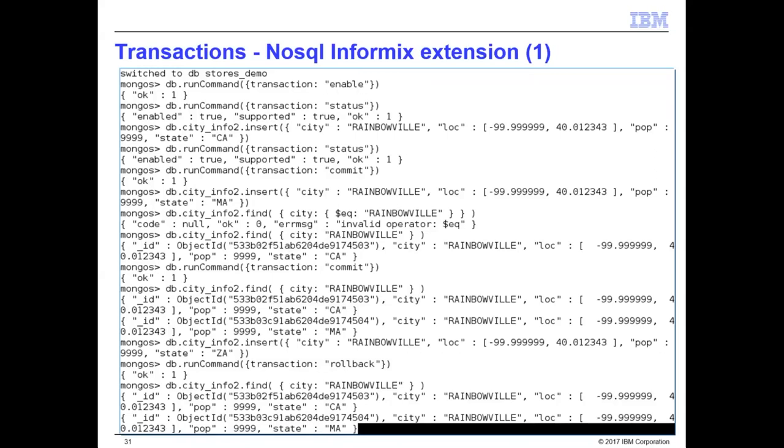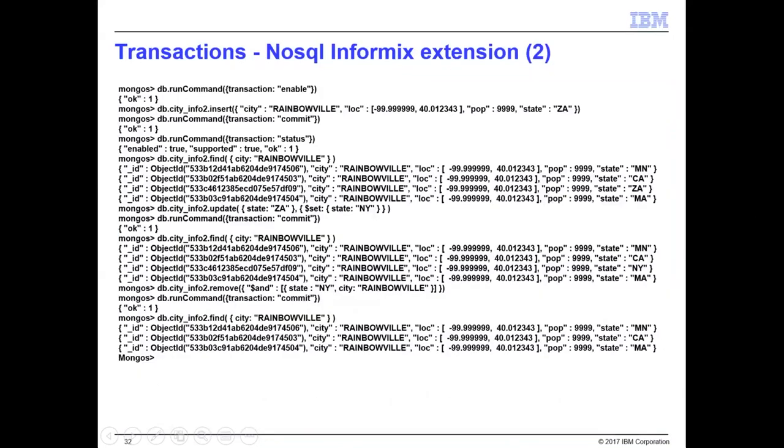So here we're doing inserts, finds. Simple as NoSQL to insert records and find data coming back. And everything comes back in curly brackets, key value pairs. So here's another command line operation where we do updates and deletes. In Mongo, it's called remove. Notice in between we're committing.